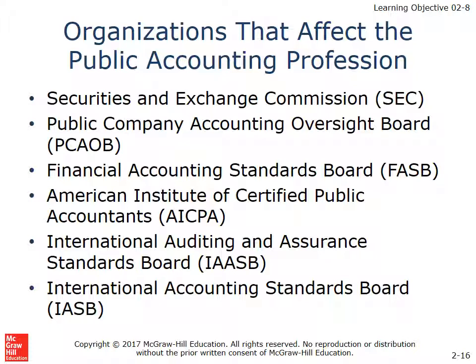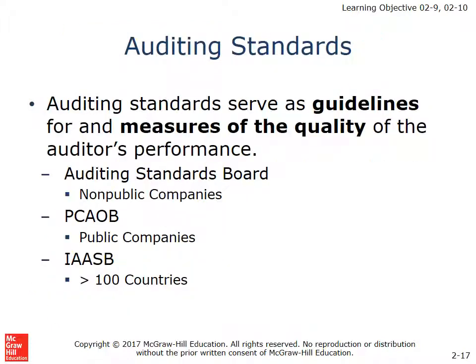So lots of different organizations, guys, all involved in auditors' business, right? And accountants' business. But it is necessary, and we need to be familiar with who is overseeing what. And that's why we need to introduce you to all those groups, and you should get a good feel for who they are. Now, auditing standards, what are they? They are guidelines for and measure the quality of the auditor's performance. So they're telling us how we should be conducting ourselves as auditors and giving us guidelines to auditing.